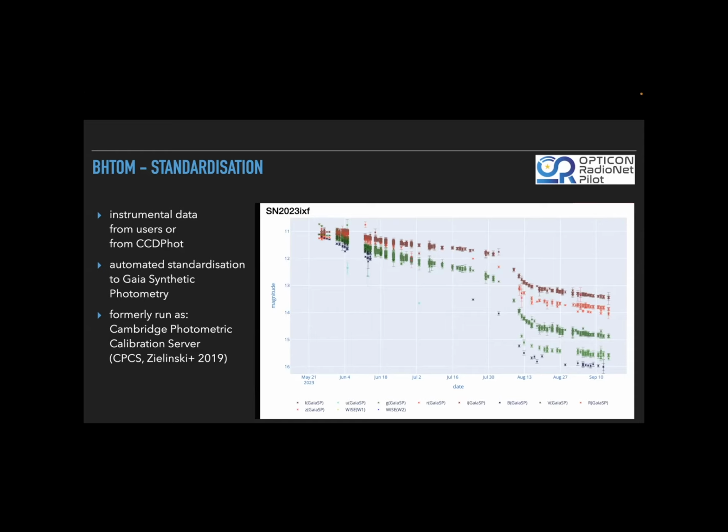Formerly, this used to be called the Cambridge Photometric Calibration Server. There was a paper about this, but now it's a built-in feature of BHTOM.